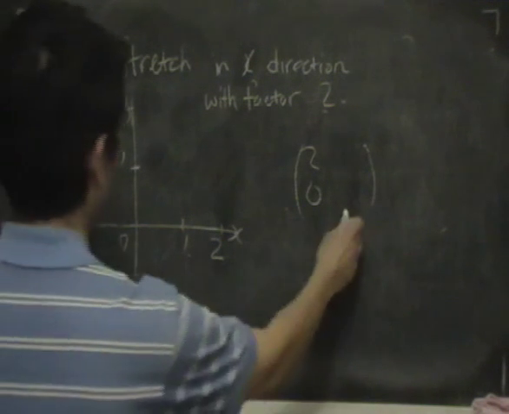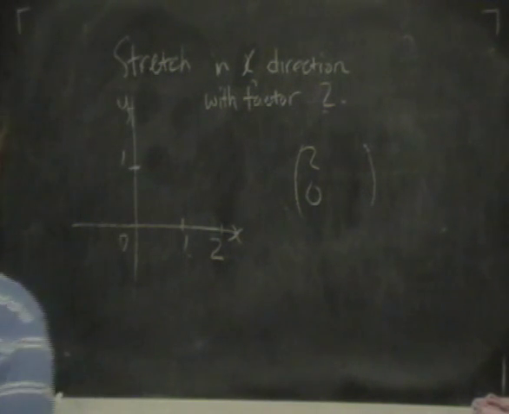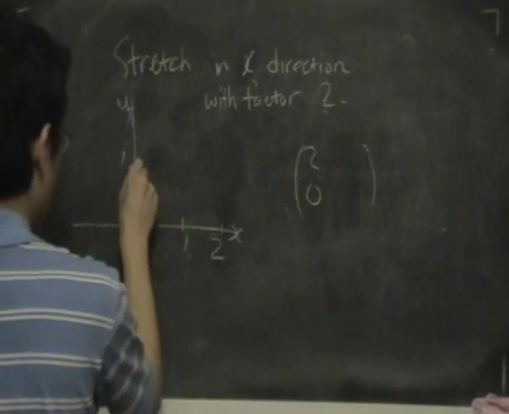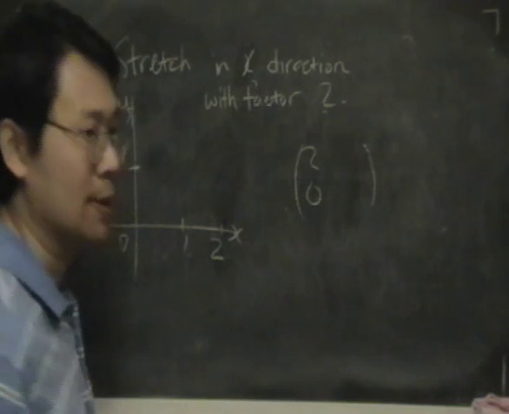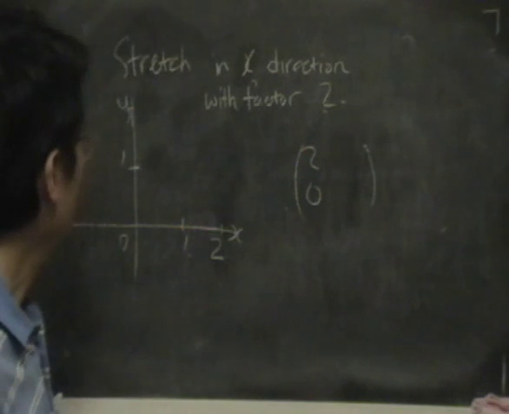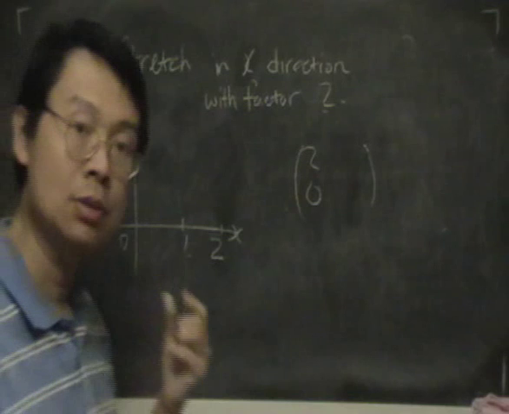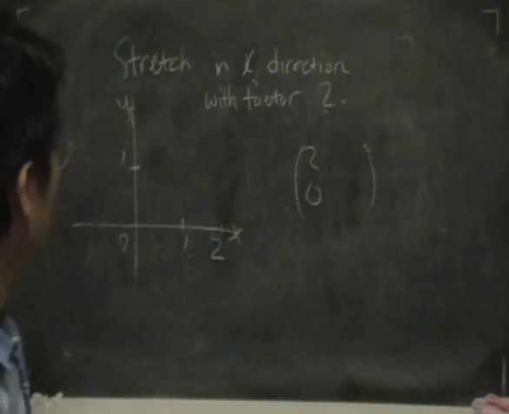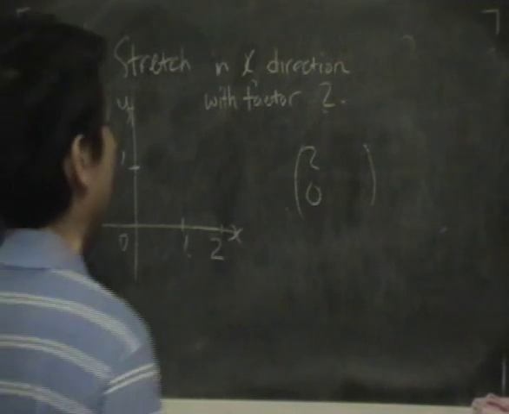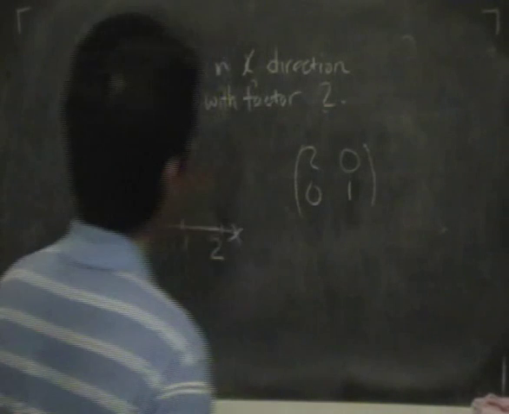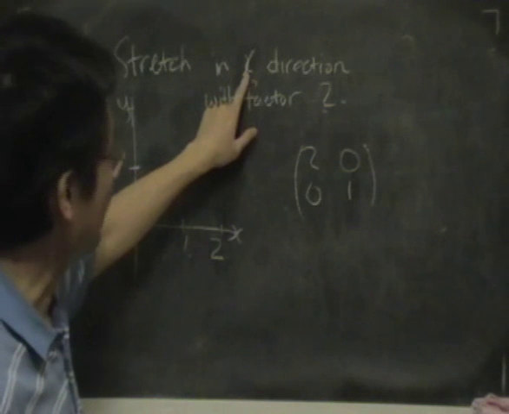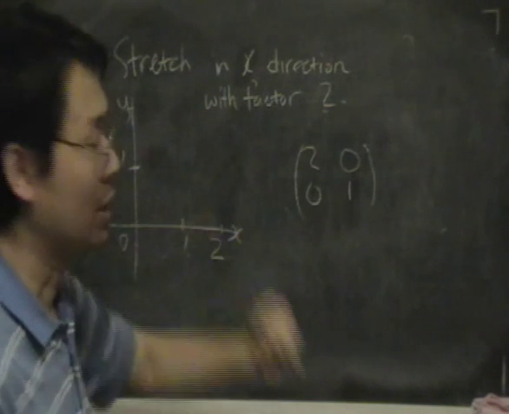For the second column, we look at the number 1 on the y-axis. Now this point has 0 distance from the y-axis, and since 0 times 2 is 0, this point moves by 0 distance. Its image is just the same point, (0, 1). And that's the stretch matrix in the x direction with a factor of 2.